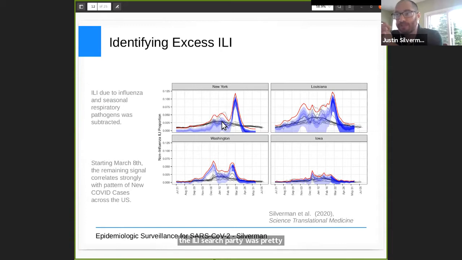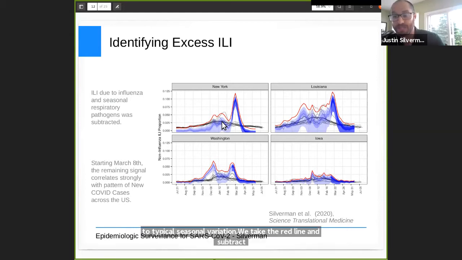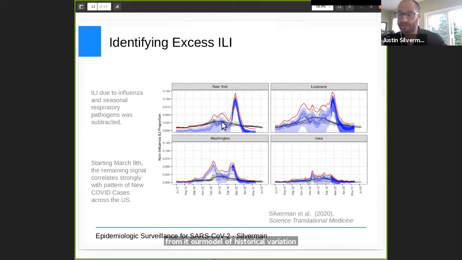And so what we're trying to do here is subtract, say, how much of the ILI that we're seeing is due to potentially this new thing on the block, COVID, compared to just typical seasonal variation. So we take the red line, we subtract from it our model of historical variation in ILI. And that's what gives us the blue, which is a model. It's not a line, it's a ribbon because we have uncertainty in that. But this is our estimate for how much of the ILI could not be explained by typical seasonal variation.